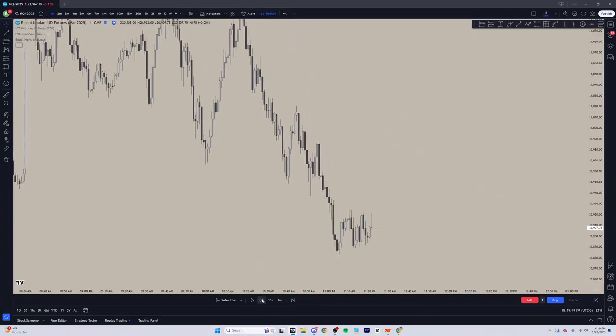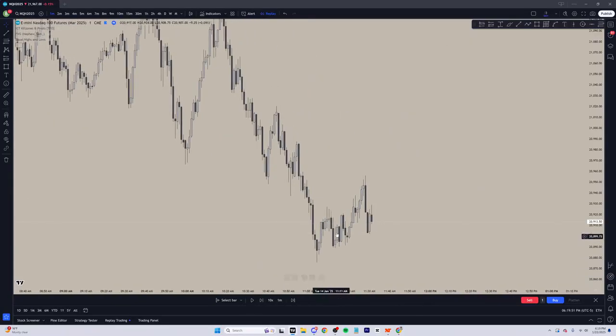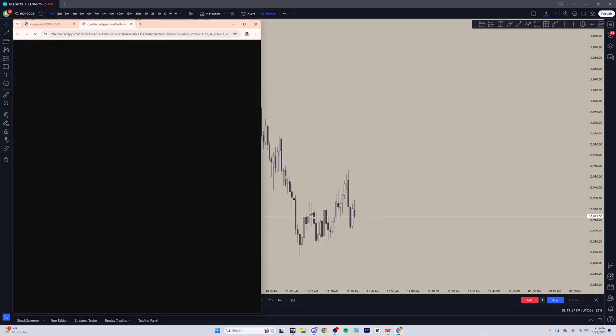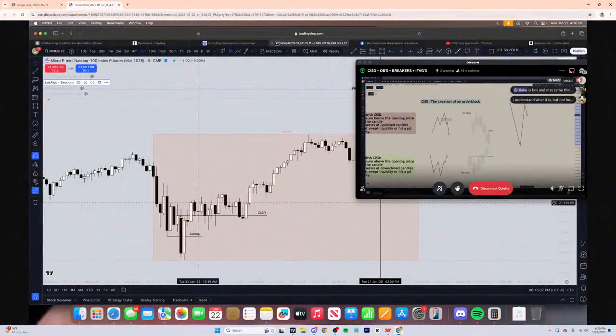All right, so look. Yeah, but that is a CISD. This is a CISD. We get a body closing above the opening price of this down close candle that swept liquidity. The market shift happens up here. No, I don't use market shift. I just use CISD, to be honest. And as you can see, this just gets respected.